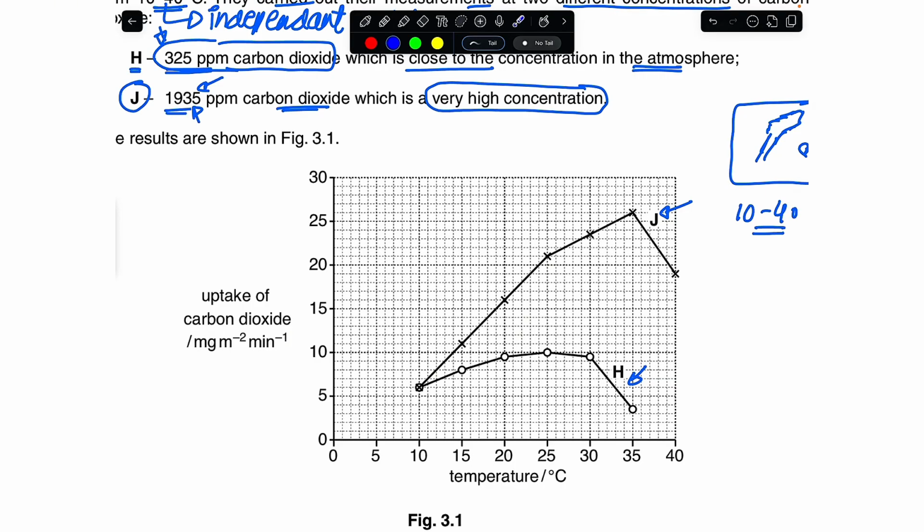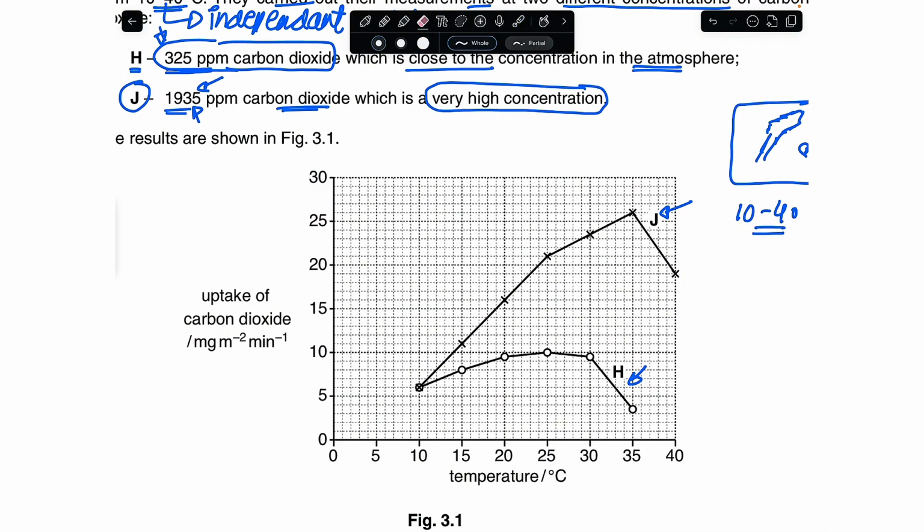Now what you have to understand here is that we have been given the value of the temperature on the x-axis, and each small box represents 1 degree centigrade, and this is our independent variable. On the y-axis is the uptake of carbon dioxide in milligram per meter square per minute. So these are the units for the uptake of carbon dioxide that we are required to write in the description. And again, you see each small box represents 1 unit.